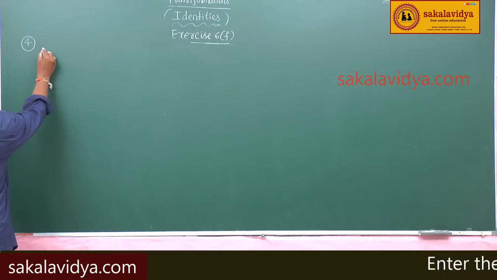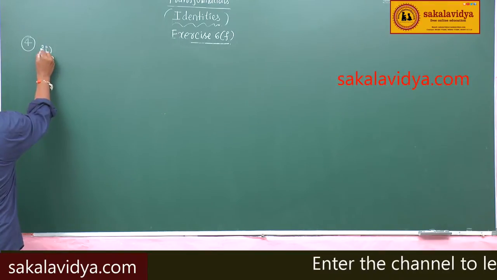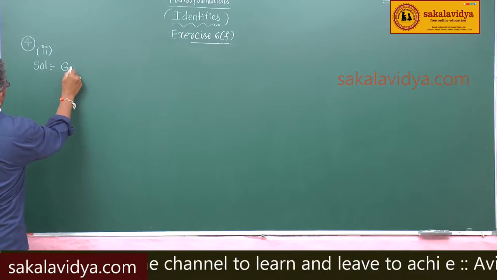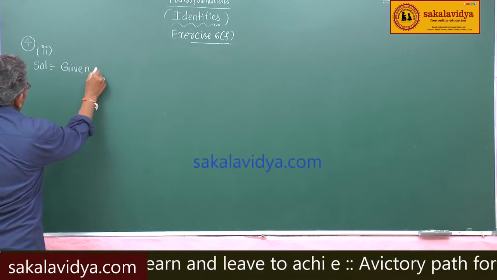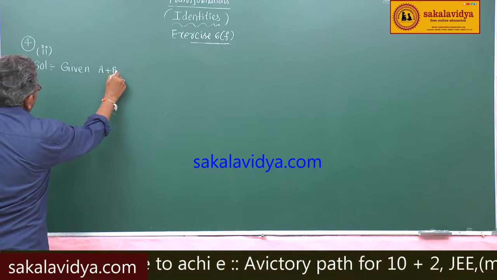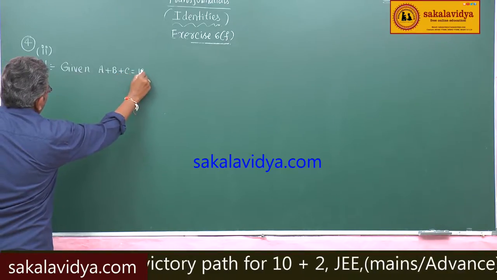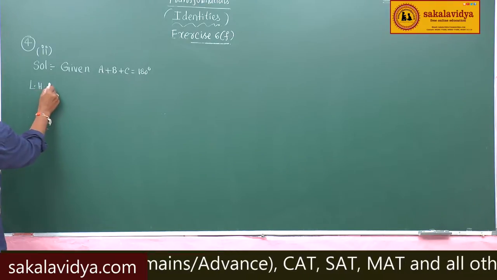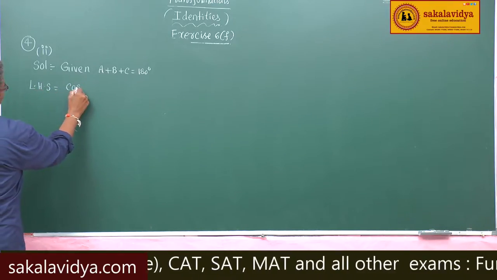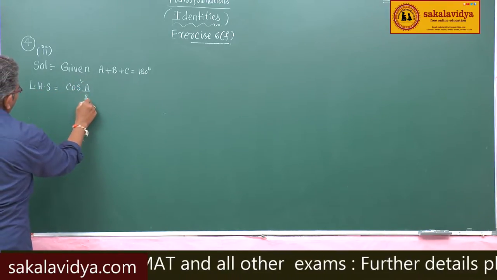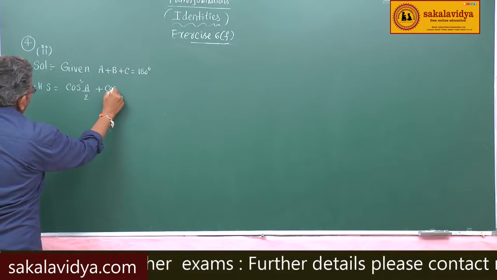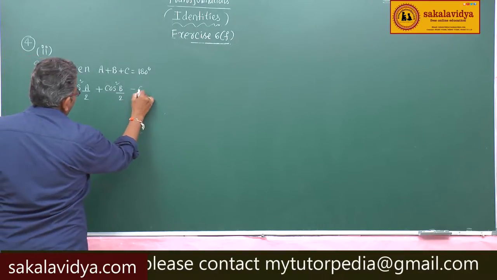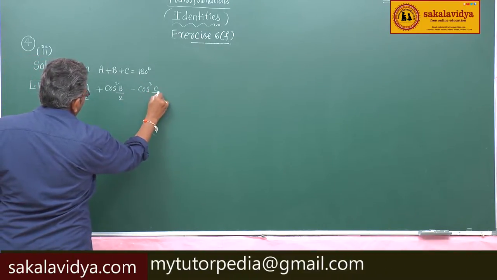Fourth, second problem. Solution: given A plus B plus C is equal to 180 degrees. LHS: cos square A by 2 plus cos square B by 2 minus cos square C by 2.